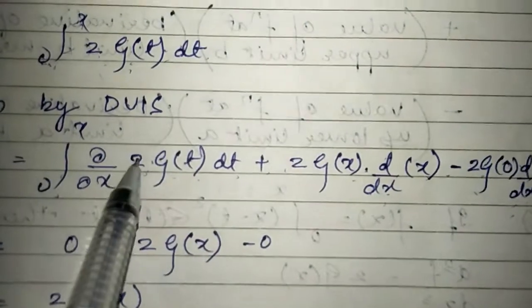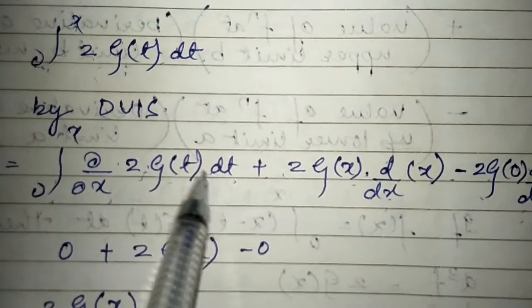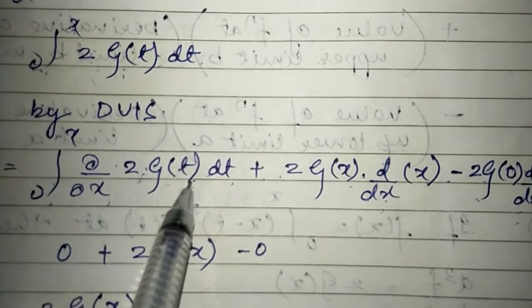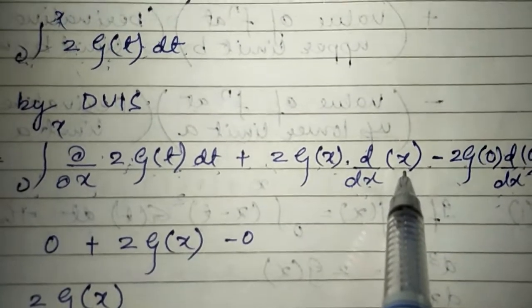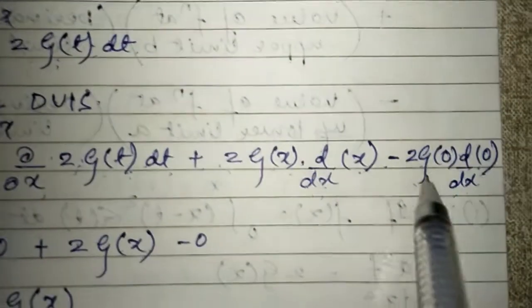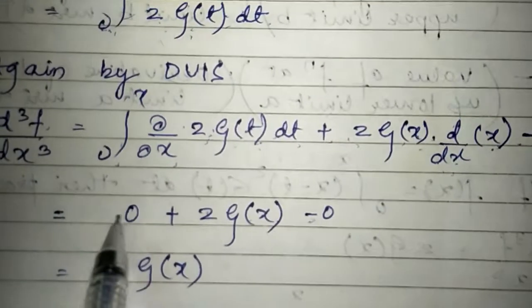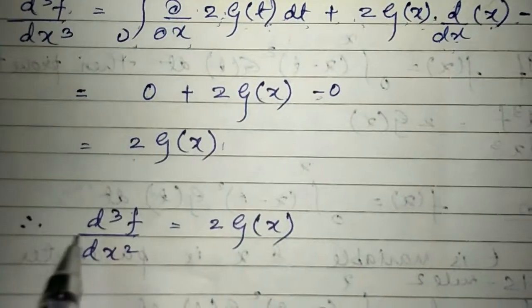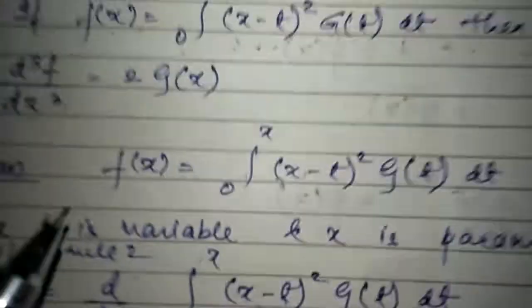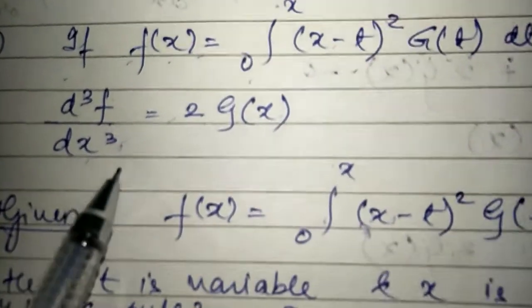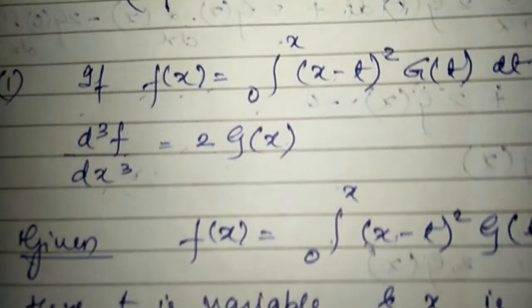So what we have is ∂ by ∂x of 2 times g of t. This g of t here is as good as constant, so this will be 0. Here it will be 2 times g of x, d by dx of x is 1. So we have 2 times g of x, and here it is 0. So d cube f upon dx cube is equal to 2 times g of x, that has been asked. Now we'll see yet another numerical.